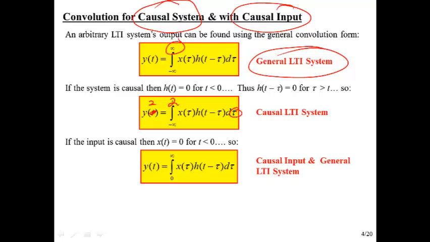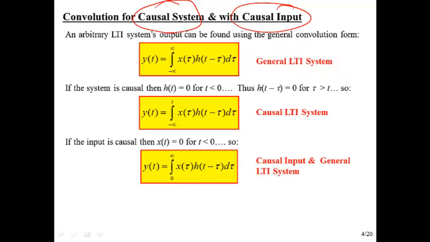Similarly, if I have a general LTI system, not necessarily causal, but my input is causal, meaning that it's equal to 0 for t values prior to 0, then as I'm integrating over tau, I don't have to go to negative tau values because the integrand would be equal to 0 over that range. So I can start integrating at 0.